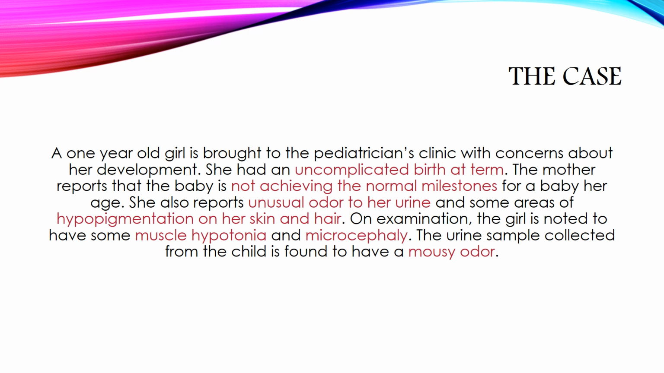The case study. A 1-year-old girl is brought to the pediatrician clinic with a concern about her development. She had an uncomplicated birth at term. The mother reports that the baby is not achieving the normal milestones for a baby her age. She also reports an unusual odor to her urine and some areas of hypopigmentation on her skin and hair. On examination, the girl is noted to have some muscle hypotonia and microcephaly. The urine sample collected from the child is found to have a mousy odor.